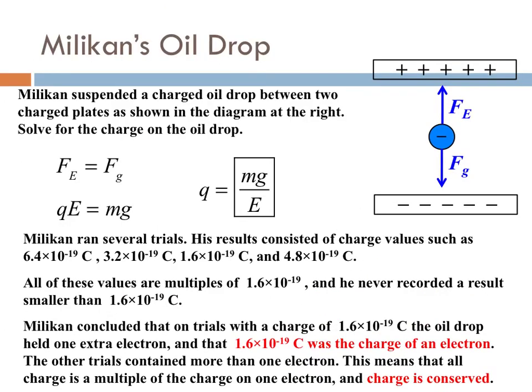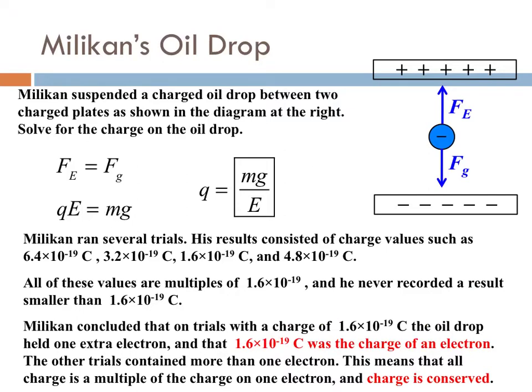Now, one of the important experiments you're going to need to know is Millikan's oil drop experiment. What Millikan did is suspend a charged oil drop between two charged plates, as shown in the diagram here. In this experiment, in order for him to suspend this oil drop, the electric force upward had to be equal to the gravitational force. Now, if he knew the strength of the electric field, he could determine the charge on this oil drop.